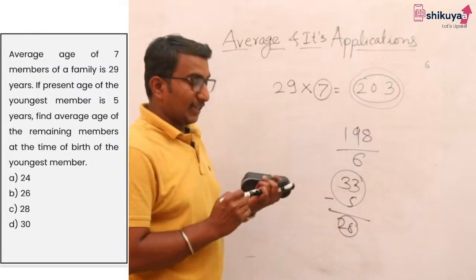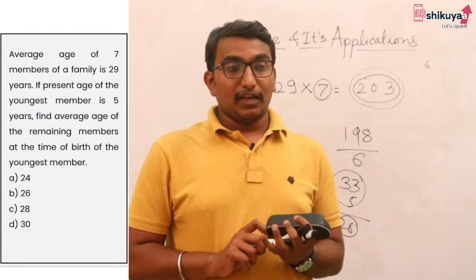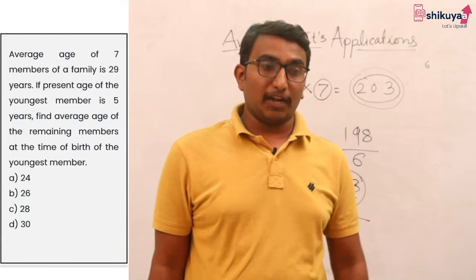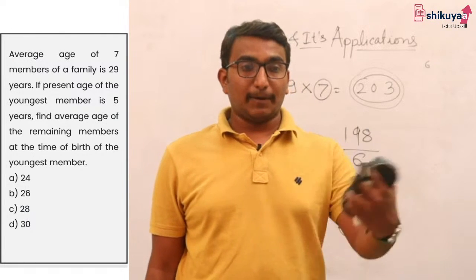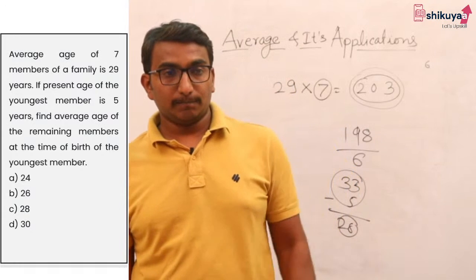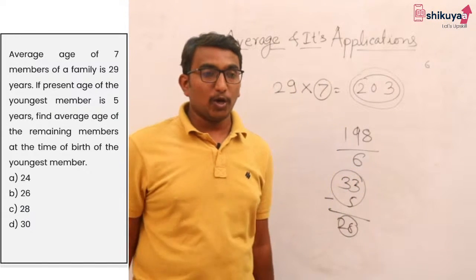So 28 is the average age of the remaining members of the family at the time of birth of that particular person. I hope you all have understood.